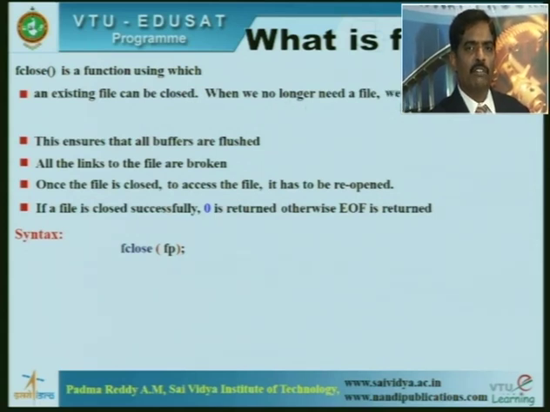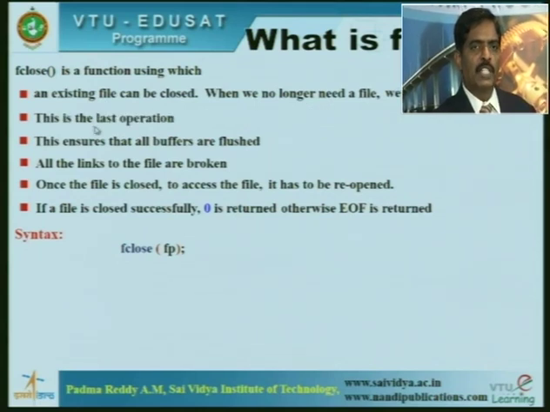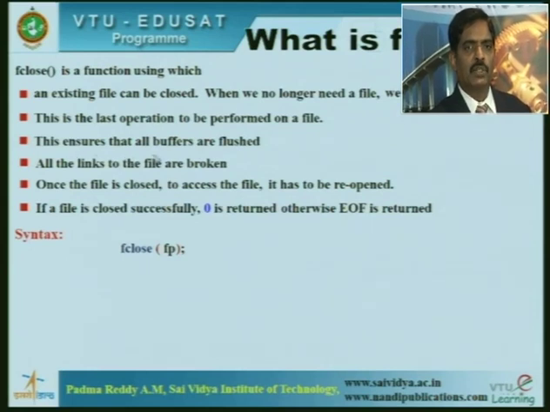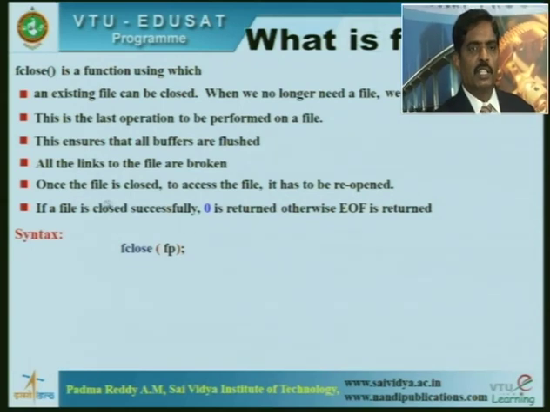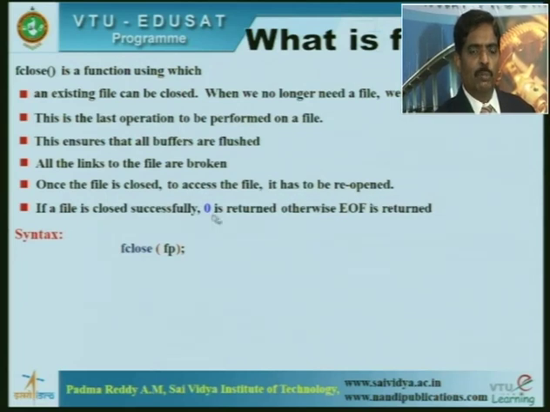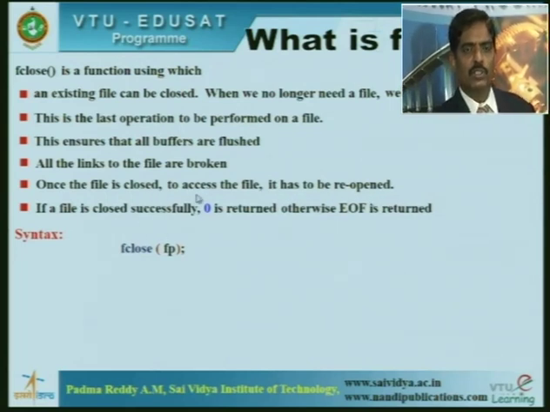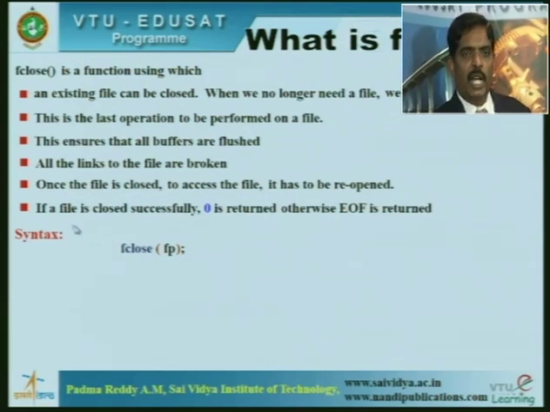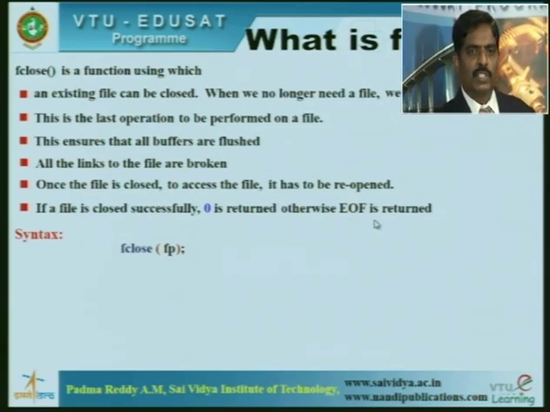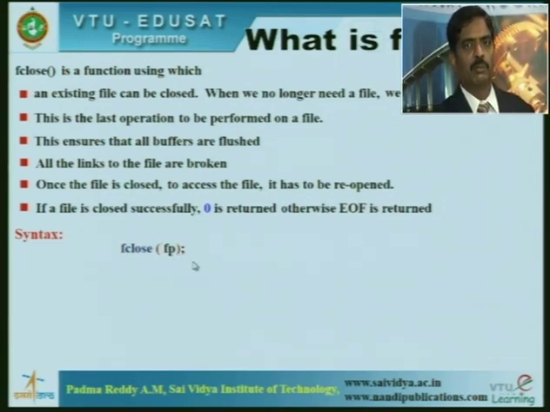When we no longer need a file, we close the file. And the second point is, this is the last operation to be performed on a file. It ensures all buffers are flushed and all the links are broken. Once the file is closed, to access the file it has to be reopened. And if a file is closed successfully, 0 is returned, otherwise EOF is returned. So what is the syntax? fclose, you have to write fp within parentheses like this and end with a semicolon.